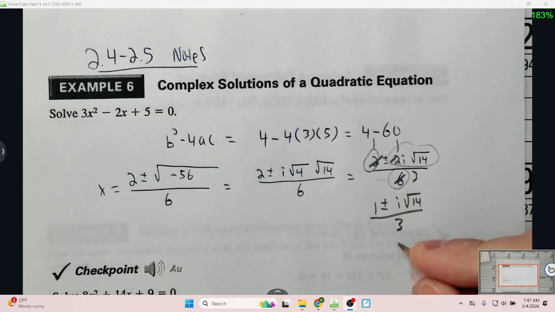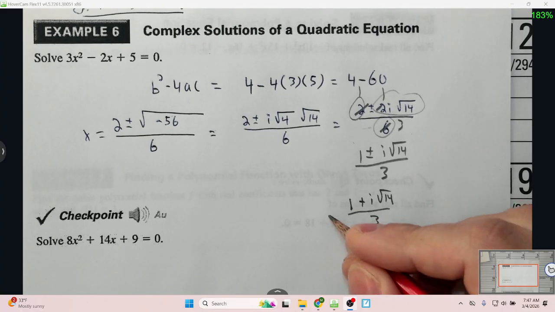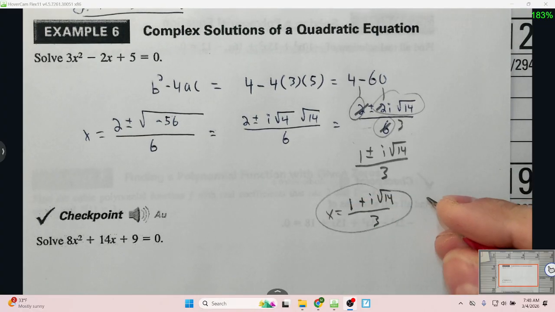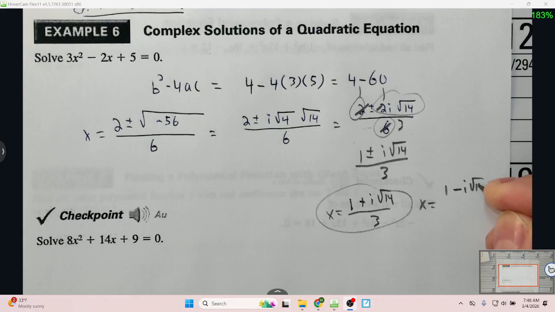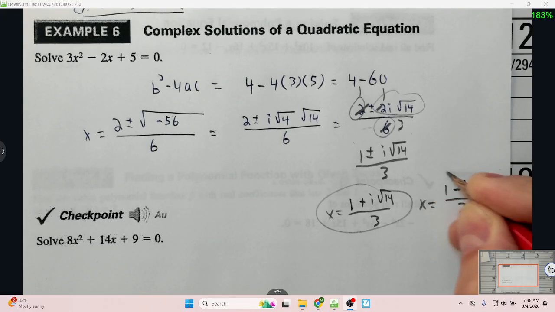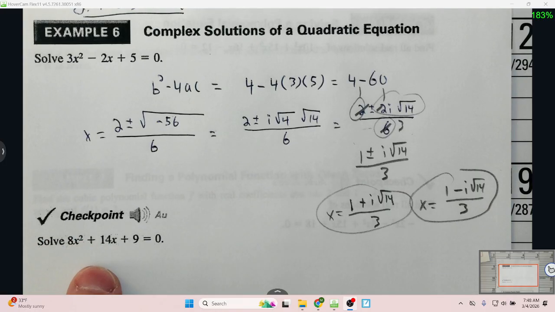And if you needed to write that in two answers, which sometimes you do, sometimes you don't, it's 1 plus i root 14 all over 3. That's one answer. And then your other answer is 1 minus i root 14 all over 3. So could you pause the video and give this problem a try?